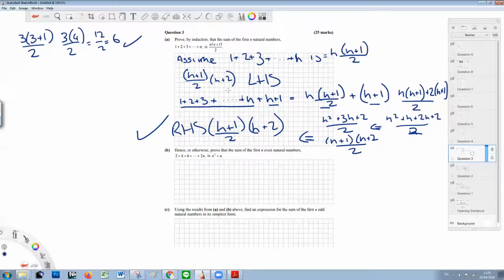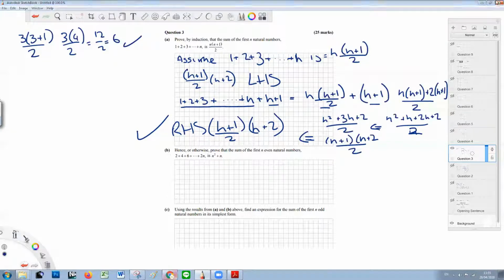The next bit we're asked to do is to solve this, hence or otherwise prove that the sum of the first n even natural numbers is n squared plus n. So this is going to be an arithmetic sequence, because we can see very clearly that 2 plus 4 plus 6 has a common difference, and that difference is 2. It looks like an arithmetic sequence. So it's gone 2, 4, 6. We know the next ones will be 8, 10, 12, and so on, plus 2n. So we just need to solve that.